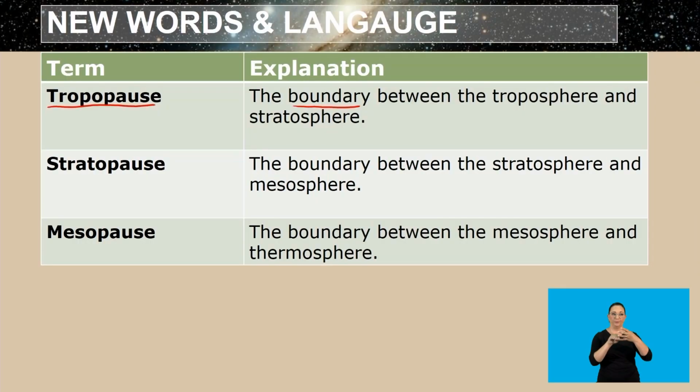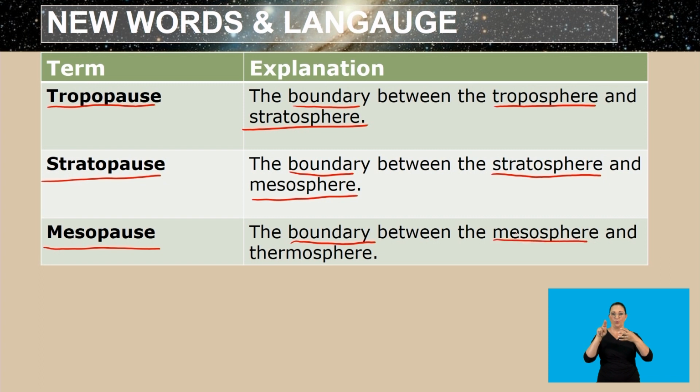Okay? Now we look at the other definition, which is the tropopause. The tropopause, it is the boundary between the troposphere and the stratosphere. The stratopause, it is a boundary between the stratosphere and the mesosphere. And the mesopause, it is the boundary between the mesosphere and the thermosphere.